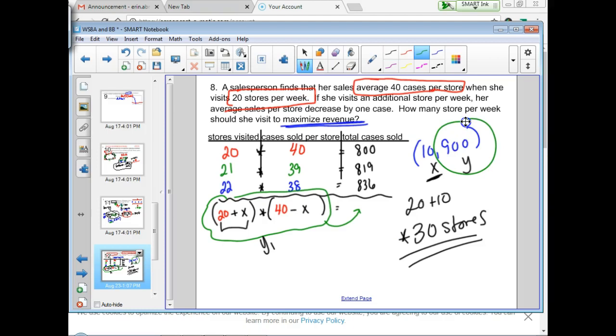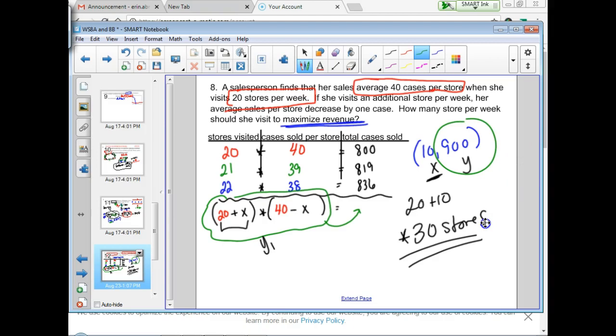That is the actual maximum revenue she's going to earn when she goes and visits 10 additional stores. So what happens on this question on the exam is kids get all the way set up, they find their maximum, they find their ordered pair, and then they write down x equals 10, and then they say 10 stores. But is that answering the question? No, it was 10 additional stores to the original 20.